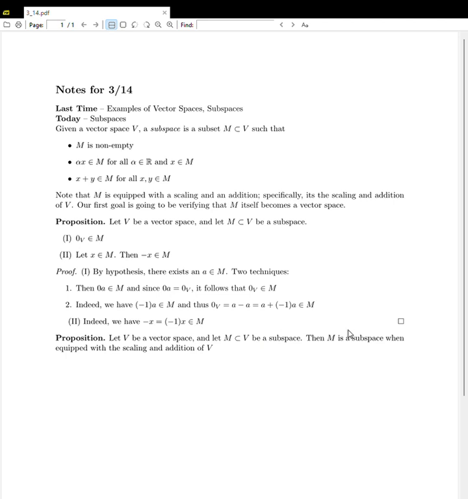Then M is a vector space when equipped with the addition and scaling of V, right? So as we already noted, this has a scaling and an adding, clearly, as claimed. But why is it actually a vector space? We now have all of the ingredients for this, and let's do the proof.